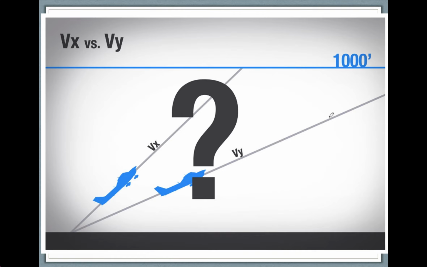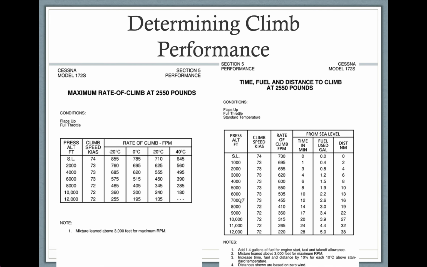So again, Vy gets us the most altitude in number of minutes. Vx gets us the most altitude in the least amount of distance of your climb. But go see that other link for more info there.